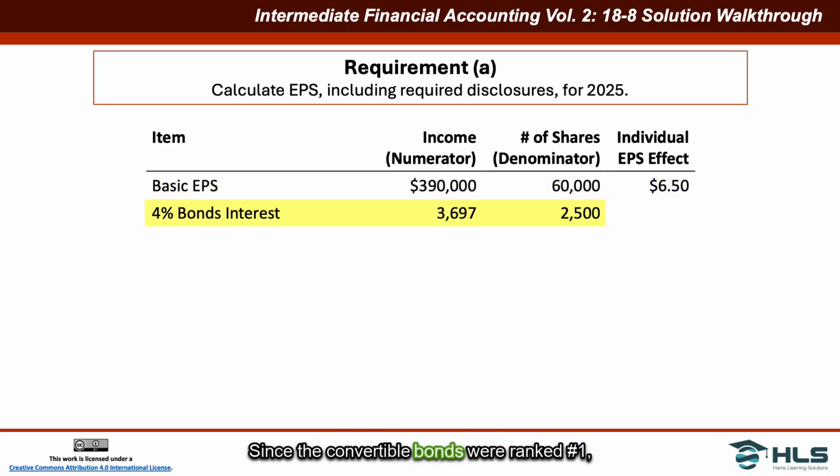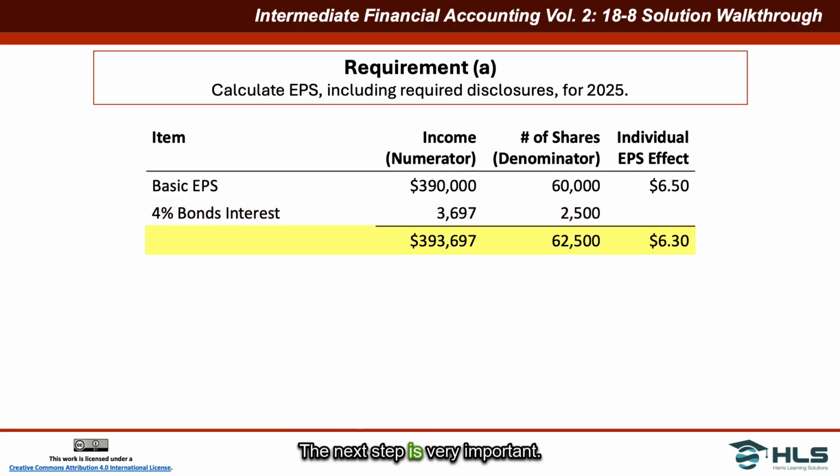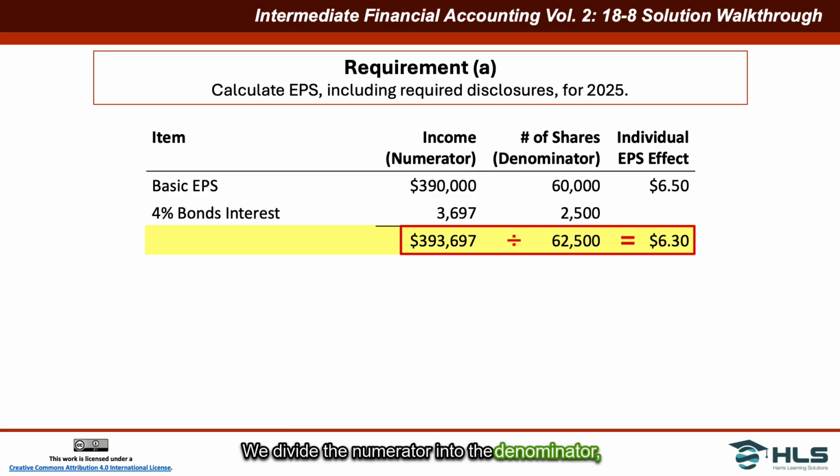Since the convertible bonds were ranked number 1, we're going to include those next. This adds $3,697 to income and an additional 2,500 common shares. The next step is very important. We calculate a subtotal. So to this point, when we take the basic EPS plus the savings and bond interest, our subtotal is $393,697, and the number of shares is 62,500. We divide the numerator into the denominator, which results in $6.30.